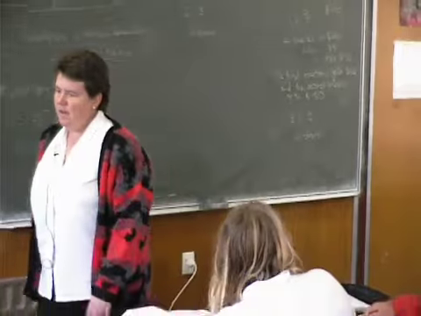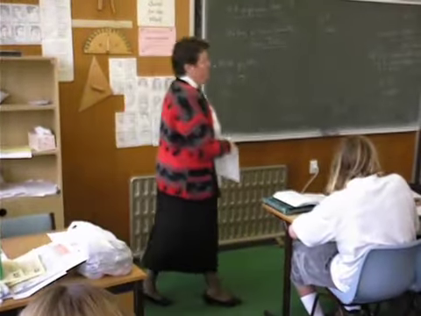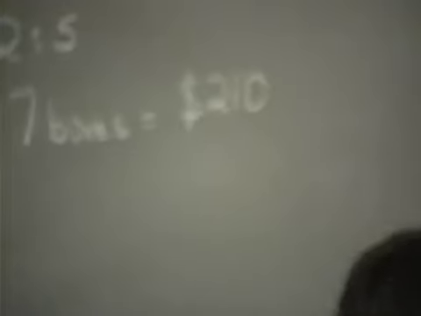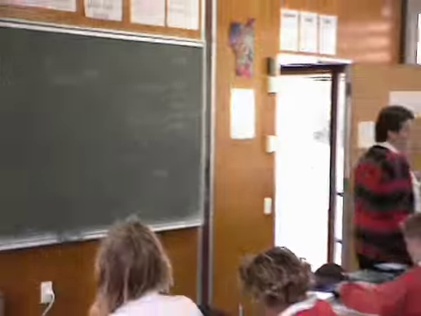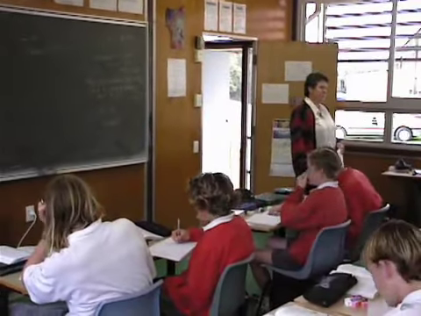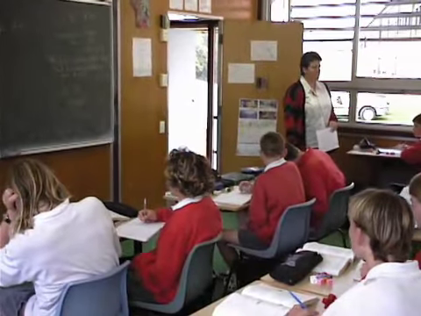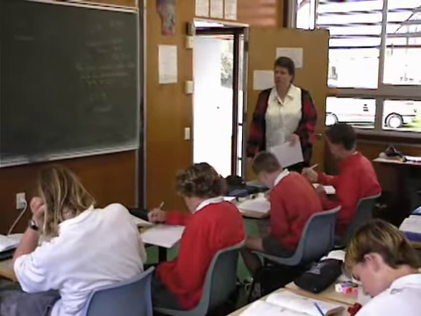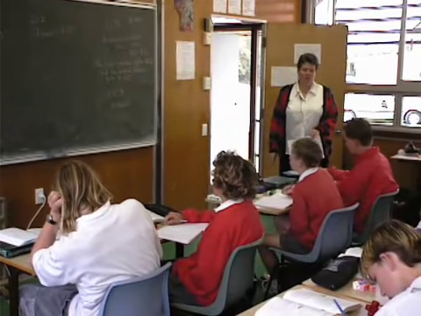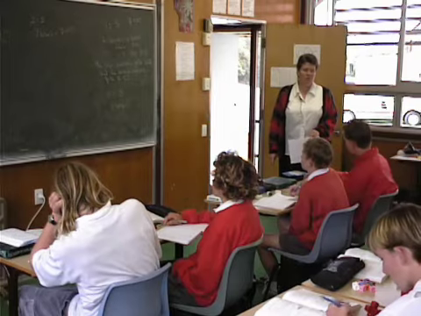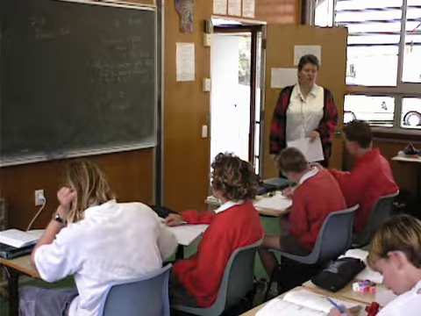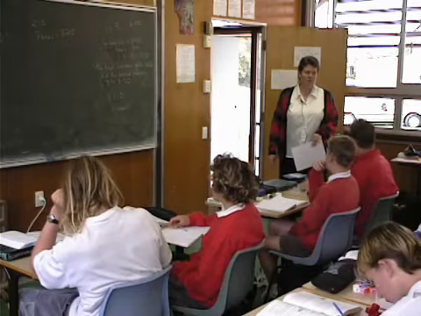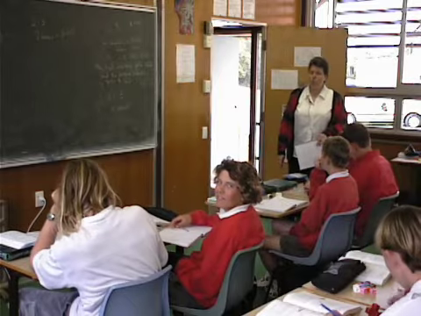Okay, and I actually want you to divide $210 between those 7 boxes in the ratio 2 to 5. I want you to divide $210 into those 7 boxes, but in the ratio 2 to 5. So firstly you have to figure out how much is in 1 box. Just a minute, guys. We'll just let the others have a think first.